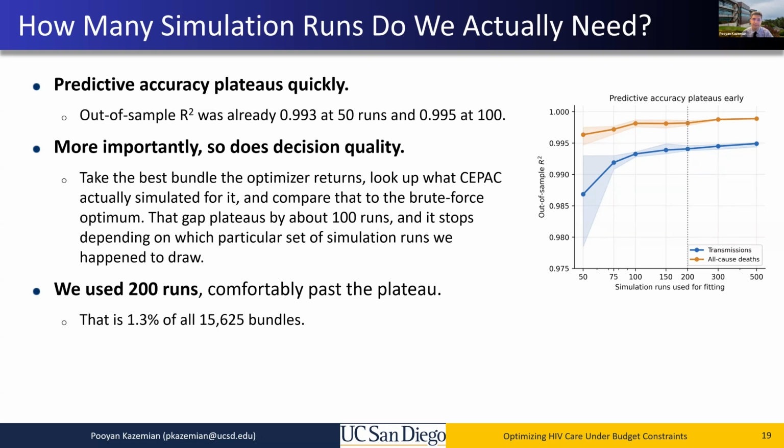So in this study, we chose to use 200 simulation runs just to be on the safe side, comfortably past the plateau. 200 simulation runs is essentially 1.3% of all of the 15,000 bundles that were feasible. So I show you in a second that with only 200 simulation runs, we were able to recreate the brute force optimal solution that needed 15,000 simulation runs.